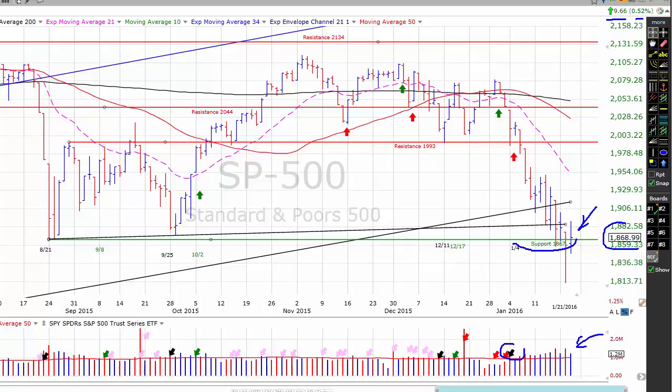The S&P is in a market correction, has been since January 4th. Right now, the S&P is bracketed by support down here in the 1867 area and probably resistance at this long-term trend line. We'll call that resistance for right now. If we were to break above that area, we would look at 1993 as our area of resistance.